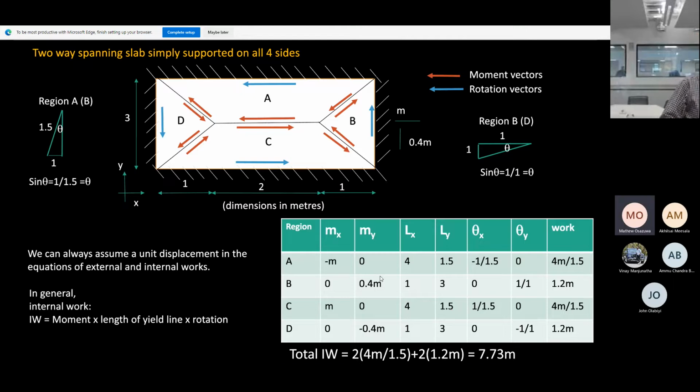Sir, can you explain that again? Which yield line are you talking about? The yield line for region A. Look from there to there to there. That's the yield line for region A. When you project this whole yield line on the x-axis, it gives you 4 meters. And when you project it on the y-axis, it gives you half of 3, 1.5 meters. Is that clear?